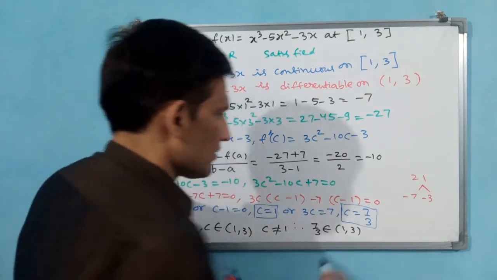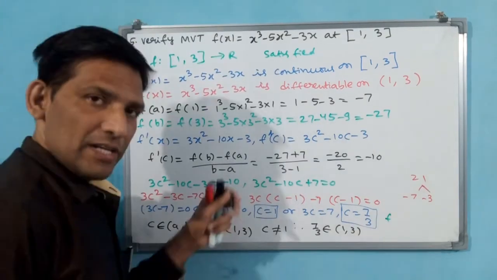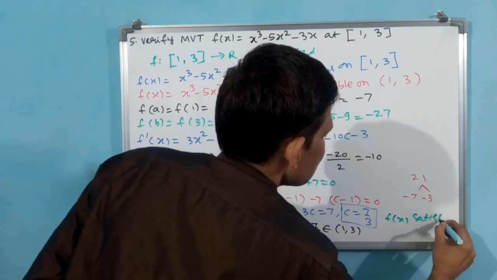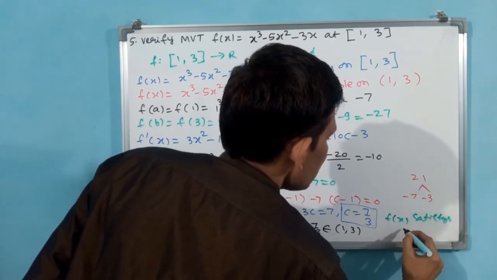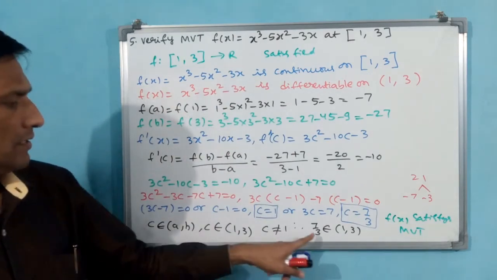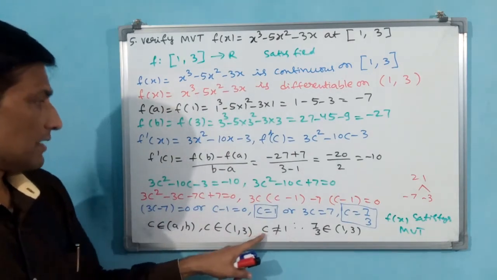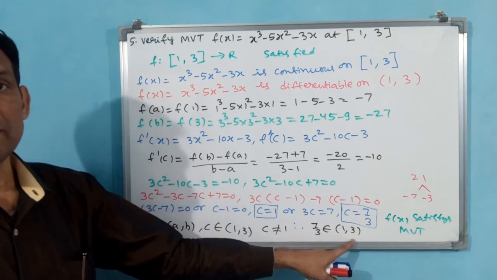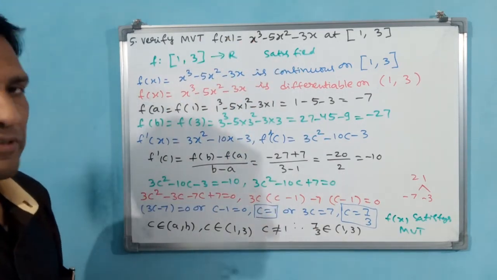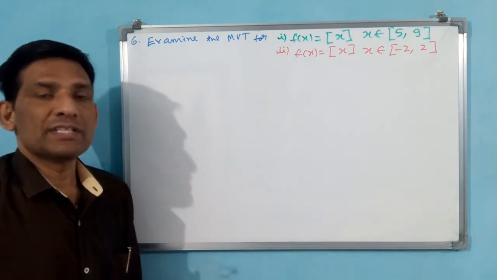Like that you can write down. Finally, you write down f of x satisfies MVT, mean value theorem. Okay, 7 by 3, not 1. You have to take 7 by 3. Okay, take this. We will go for the 6th question. That will be last.